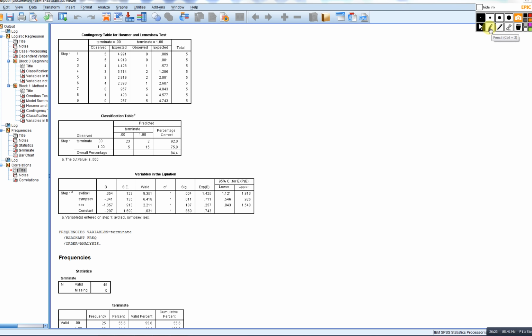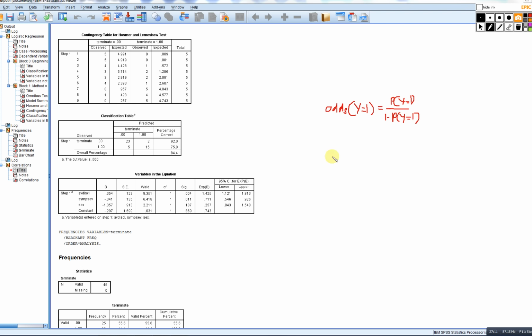So we can say that the odds that a person has a score, a dependent variable score equal to 1, meaning that they terminate, is essentially a ratio of the probability that y is equal to 1 divided by the probability, 1 minus the probability that y is equal to 1. So this is an odds.